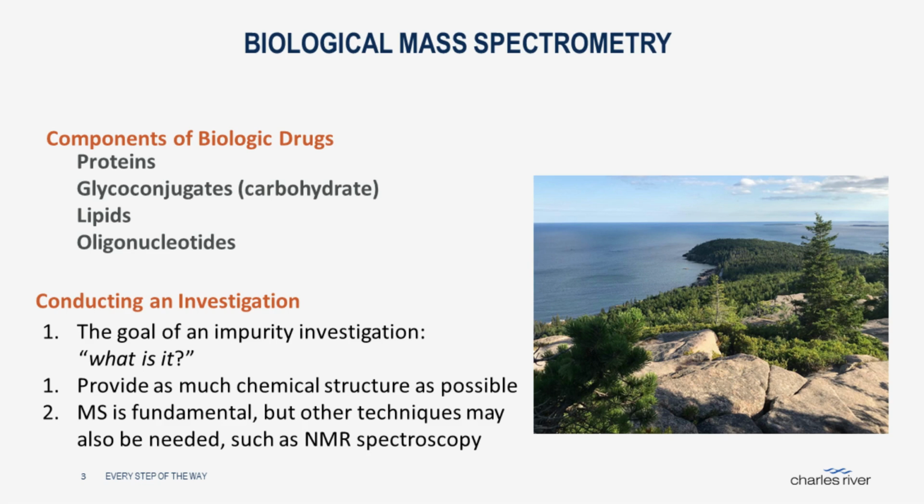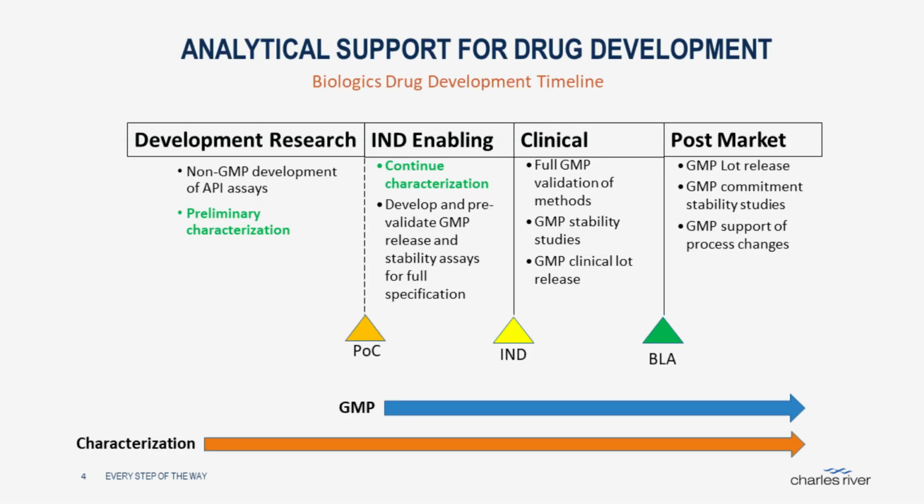And the focus of this talk is to forward the message that mass spectrometry really is the fundamental first technique to apply in these situations. Sometimes we can solve the problem completely using mass spectrometry, but other times we might need to provide additional techniques. A good example might be nuclear magnetic resonance spectroscopy, or NMR, which can dial in a little bit more into the underlying structure of a molecule.